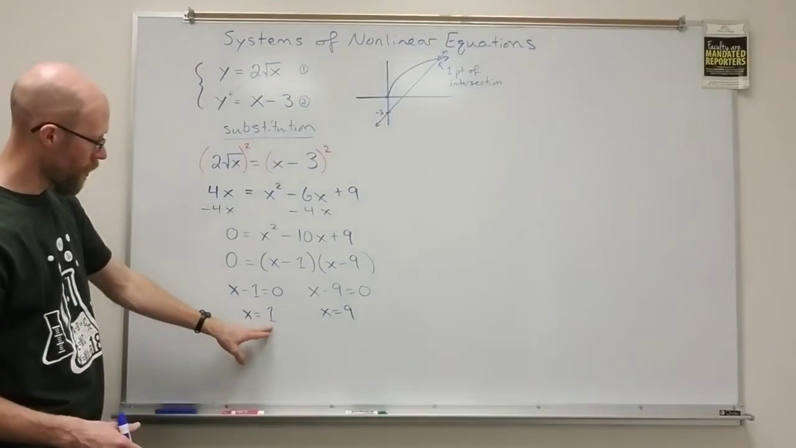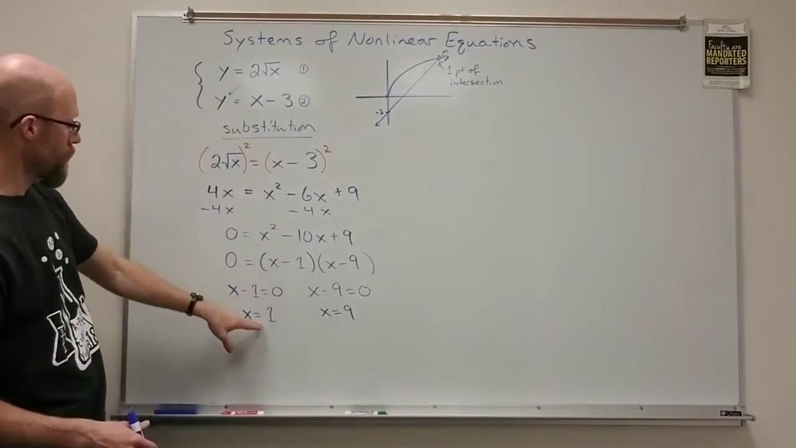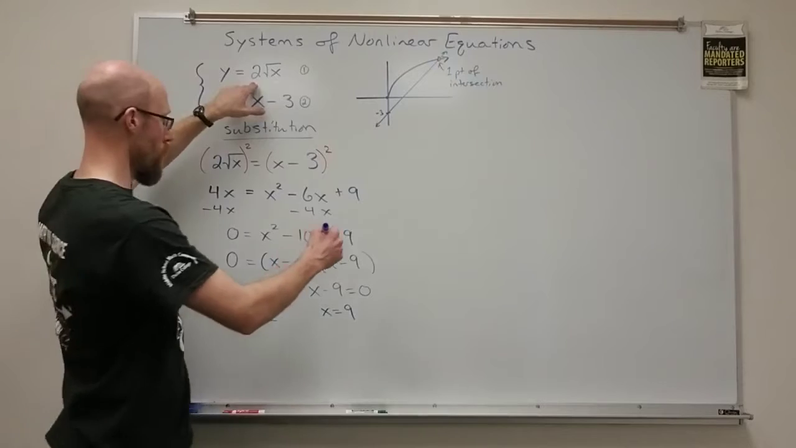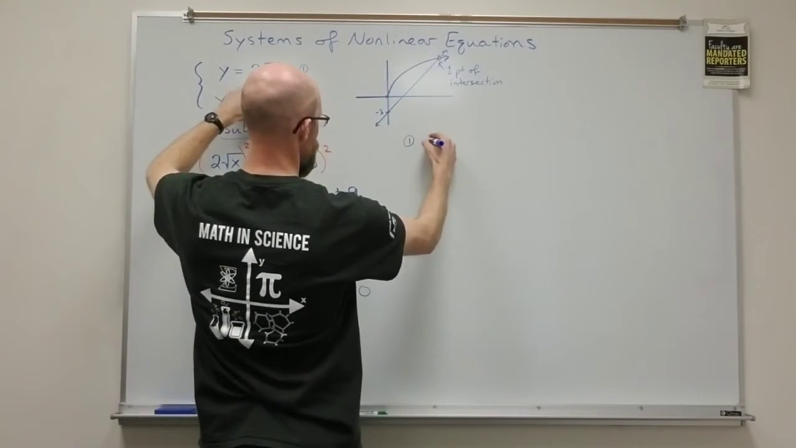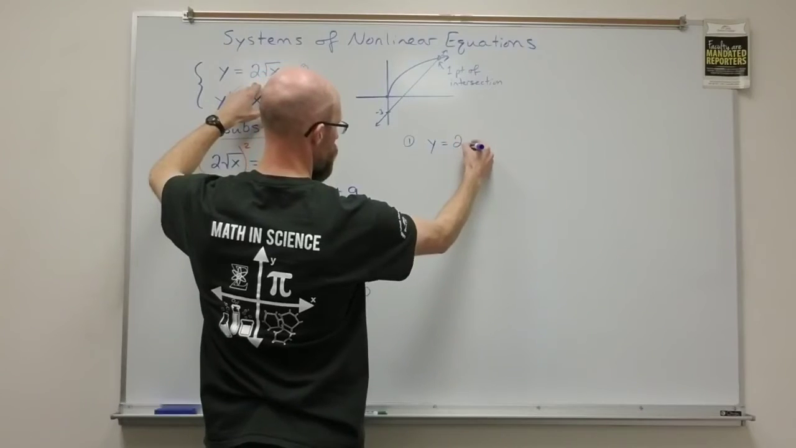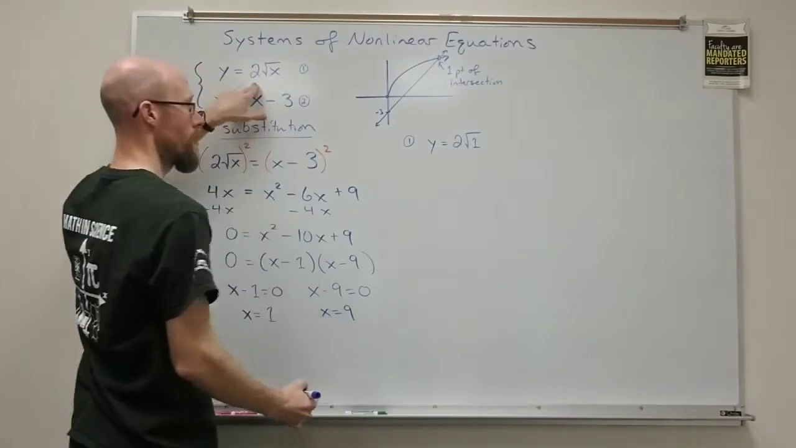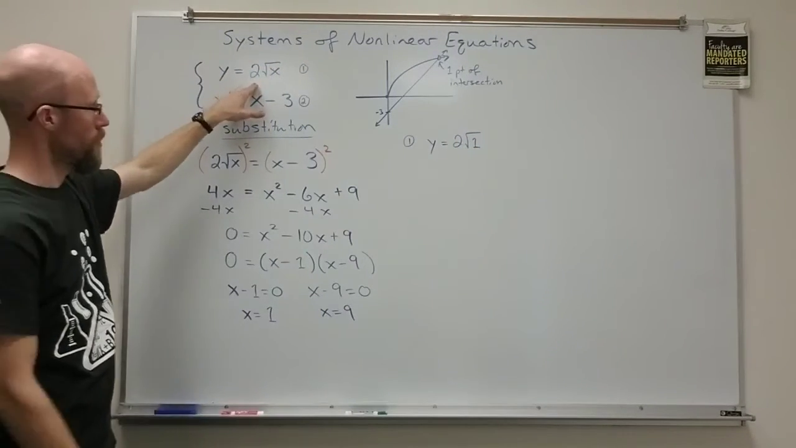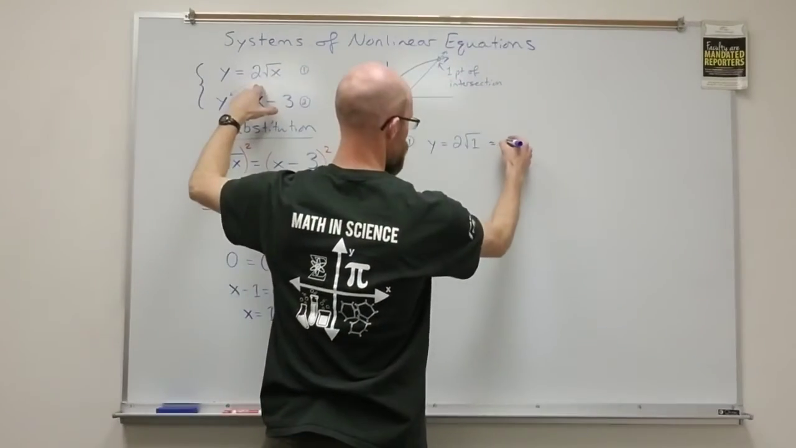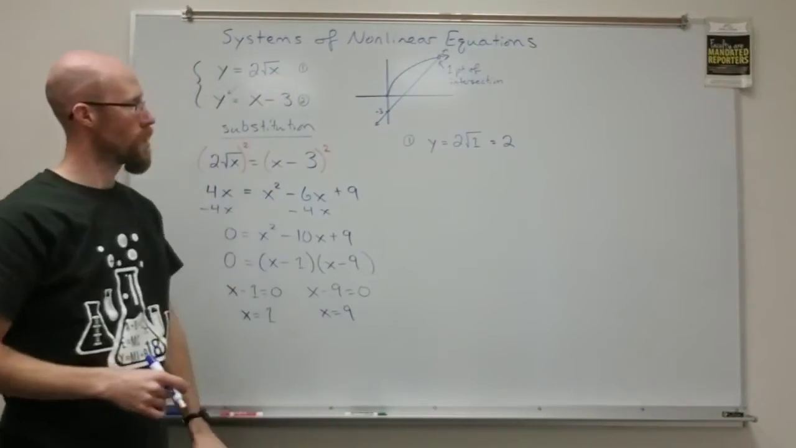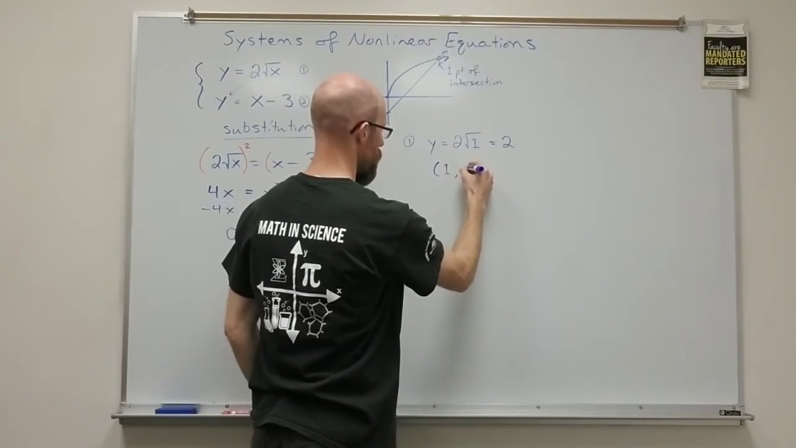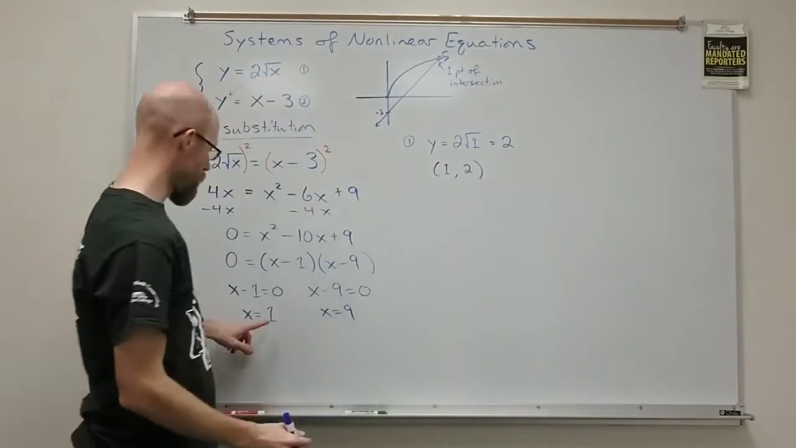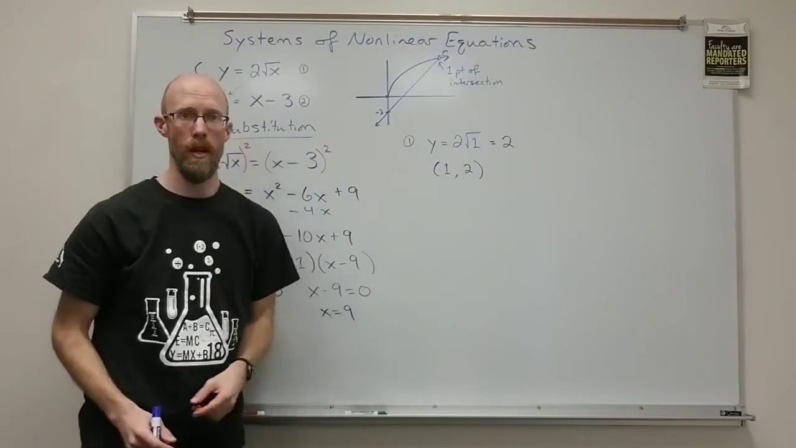So if I plug in a 1, let's plug it into equation 1 up on top. So I use equation 1, I have y equals 2 root 1, right? And 2 root 1 is just 2. So that would give me the ordered pair (1, 2), right? X value of 1 and y value of 2.